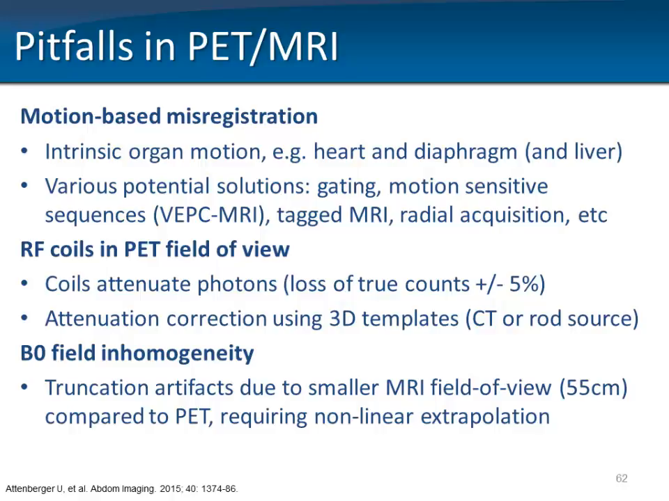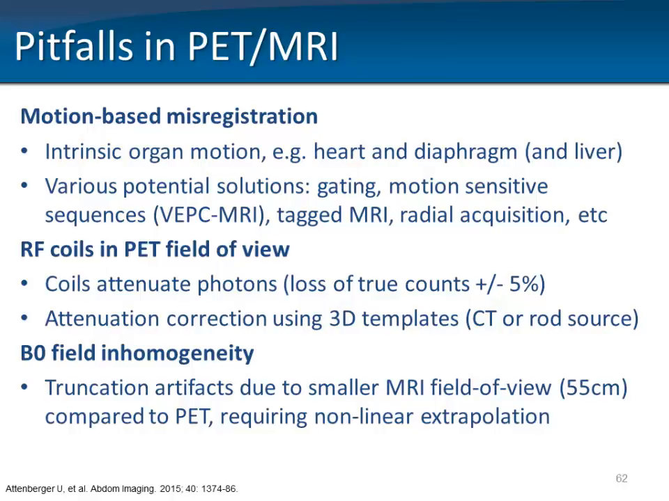For MRI, you need coils, and these coils are in the field of the PET. So the question is, do they attenuate photons in a relevant way? And in fact, the evidence is growing that they do. The presence of the coils can reduce true counts by up to 5%. So we probably should include that in the attenuation correction algorithm. And we can do it rather easily because we can make a CT template of the coil and include that into the reconstruction algorithm. Professor Tim, time please.